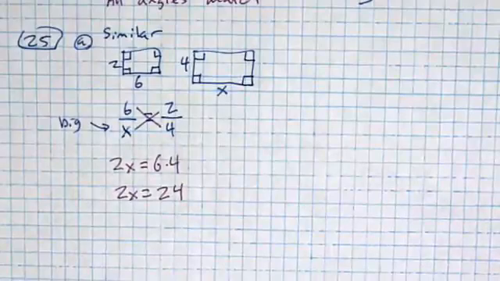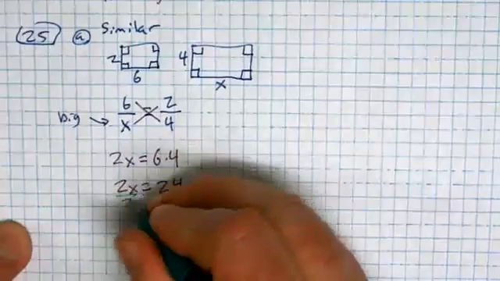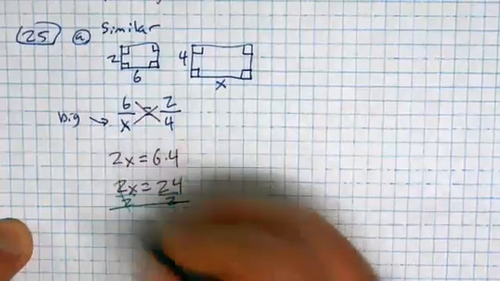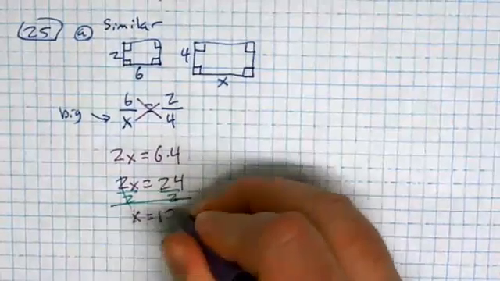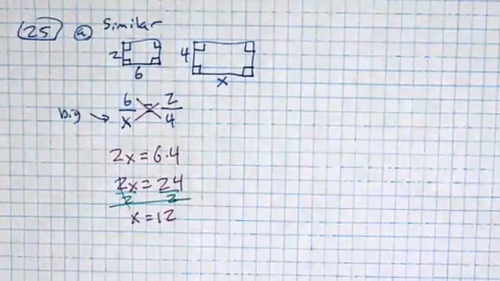And then one step of algebra to solve that. What are you going to do on both sides? Divide by 2. You guys are awesome. Dividing by 2, 24 divided by 2 gets me 12. And we already do that. But that's all right. Okay.